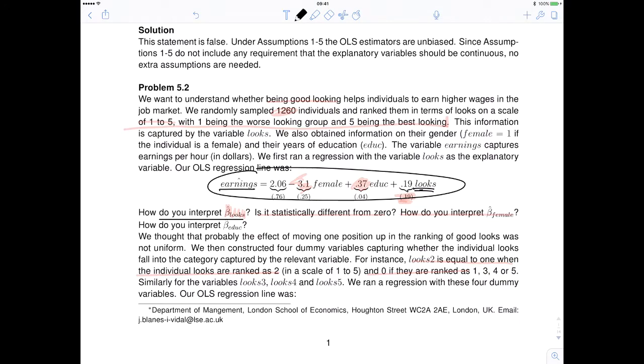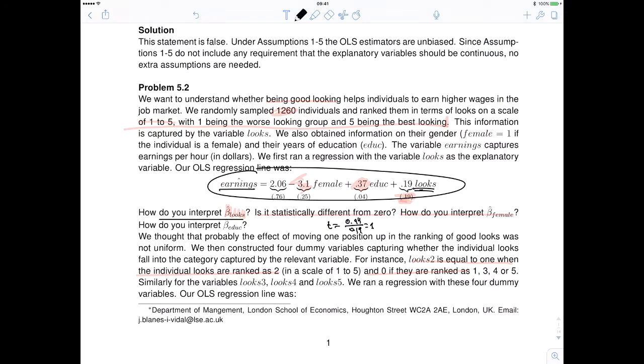Is that statistically significant? How do you check statistical significance? You do a t-test. What is the t-test? 0.19 divided by 0.19 gives you 1. Because it is within minus 1.96 and plus 1.96, you fail to reject that beta is equal to 0. So you say it's not statistically significant.